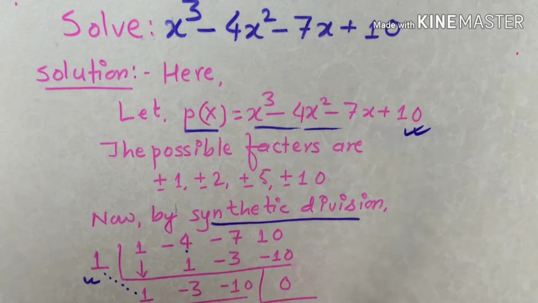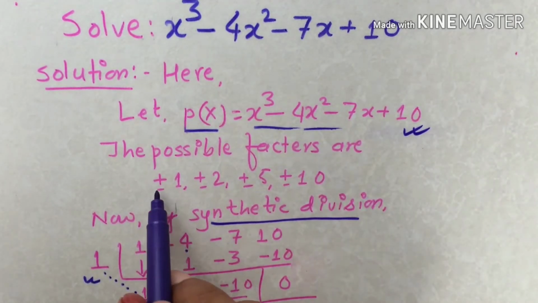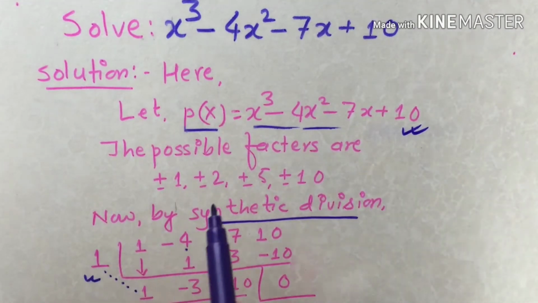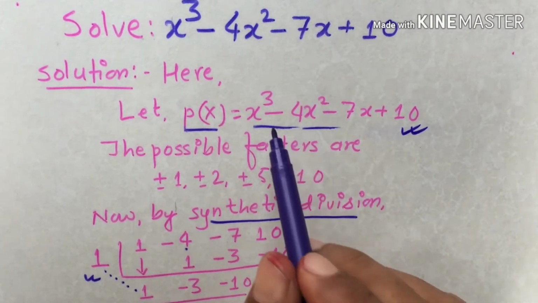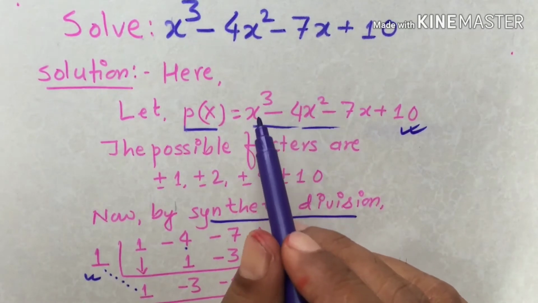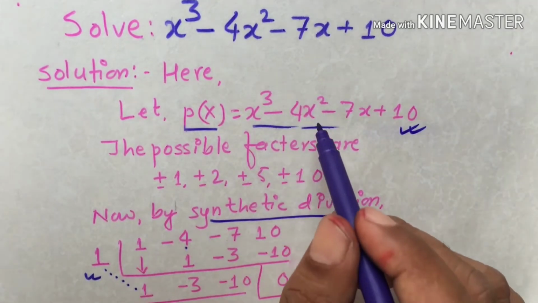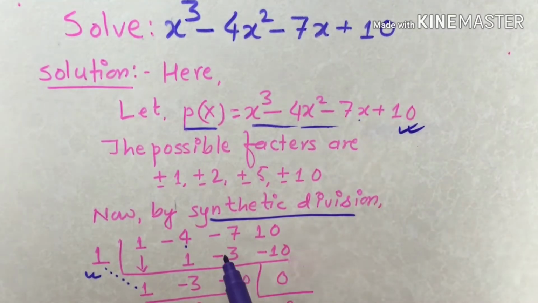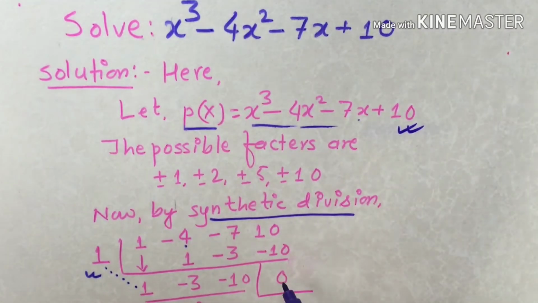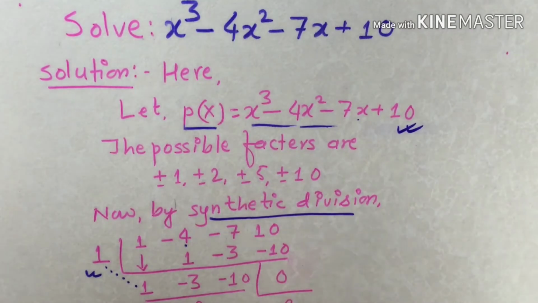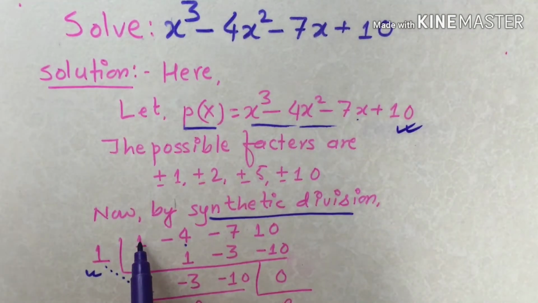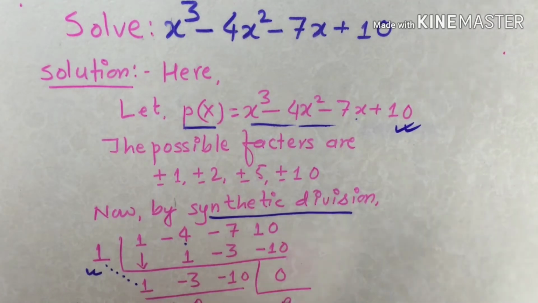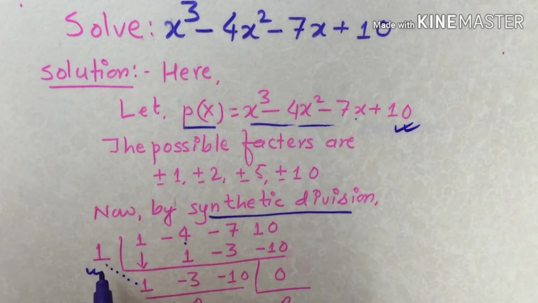Here, for this, we should take 1 as a divisor, that is plus 1, and we have taken the coefficients of x cube. Coefficient of x cube is plus 1 and coefficient of x square is minus 4, coefficient of x is minus 7 and 10 is the constant. Here, firstly we should bring down the first coefficient. So we should write 1 like this, and we should multiply 1 times 1.